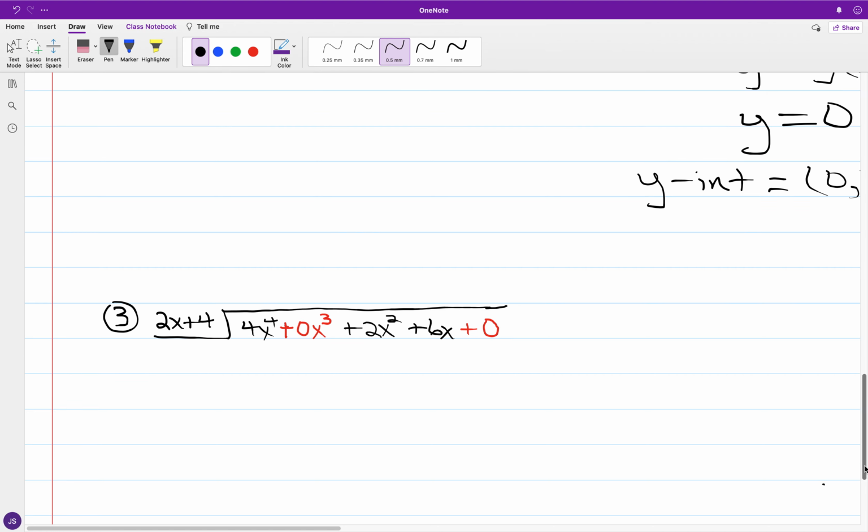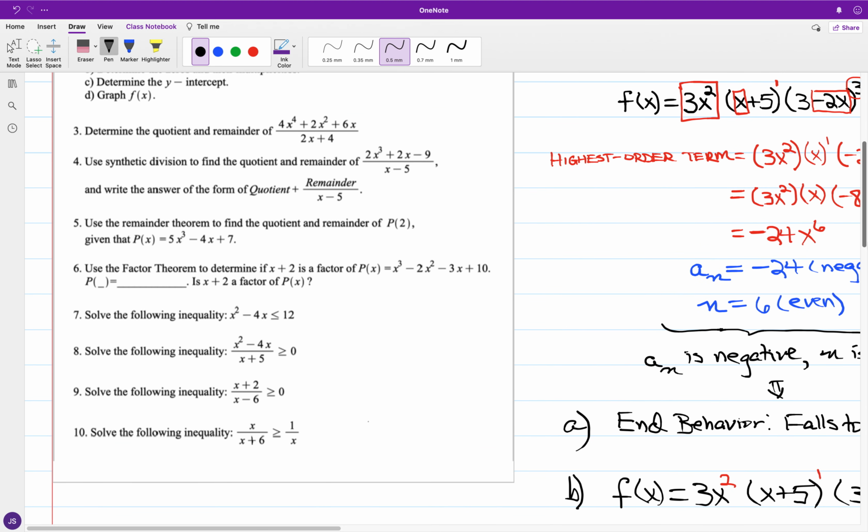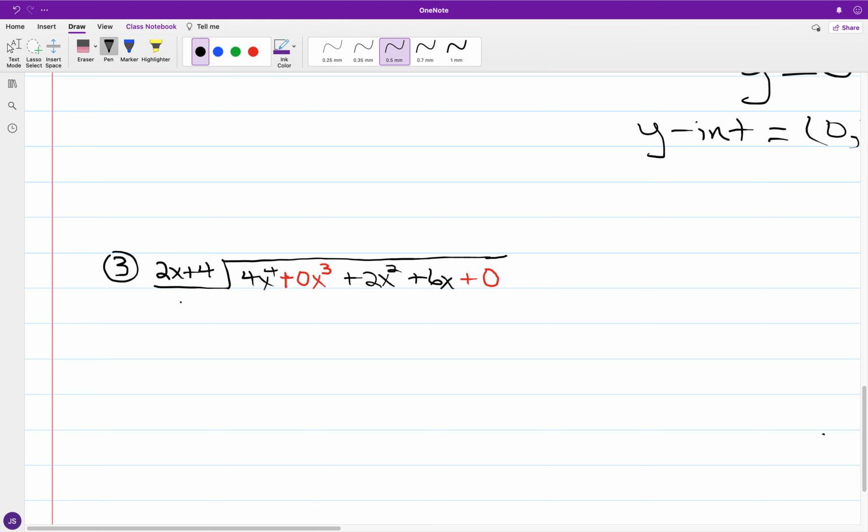Okay, so with the divisor, and just checking, yes, they have 2x plus 4. So looking at taking 2x plus 4 into this polynomial. Looking at the leading terms, we have 4x to the fourth divided by 2x, or 2x into 4x to the fourth. So that's going to go 2x cubed times. And if I multiply this binomial by 2x cubed, first, 2x cubed times 4x to the fourth, and 2x cubed times 4 is going to be 8x cubed.